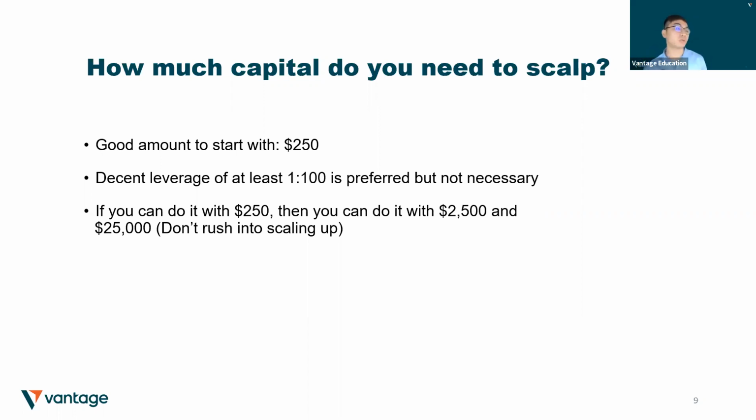So a good amount to start is $250, but this is just my personal opinion. I would prefer you guys to start with at least $1,000. 1% on $1,000 is $10, so 0.01 lot, that will be 100 pips. It gives you a lot of leeway to trade and manage your trade, to close back to break even or close out in a minor loss. So I prefer a $1,000 account.